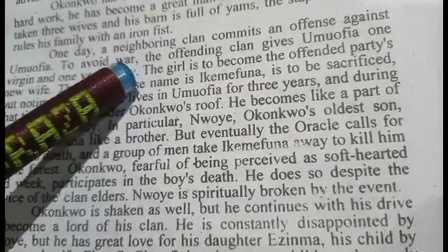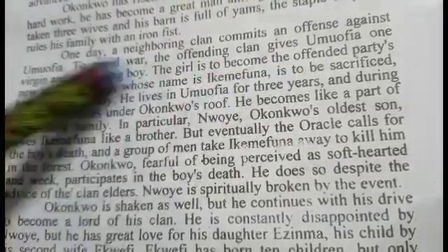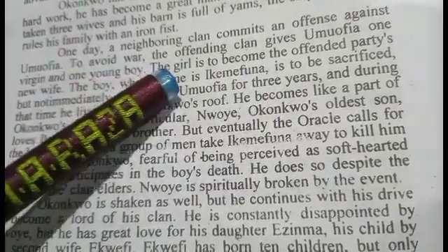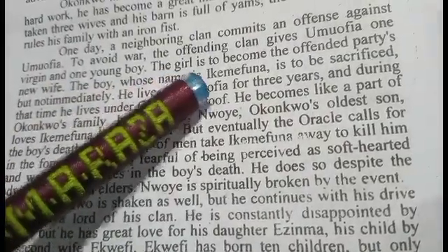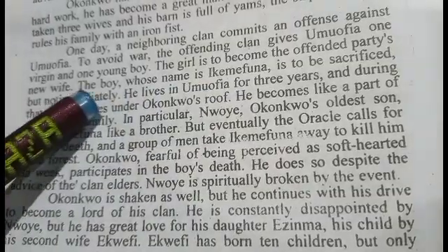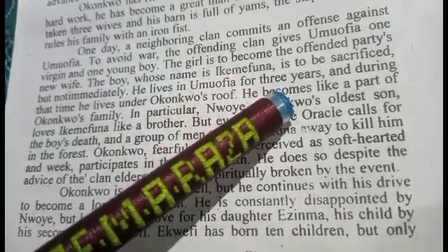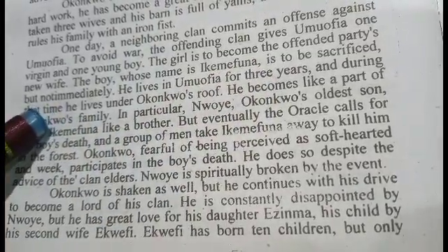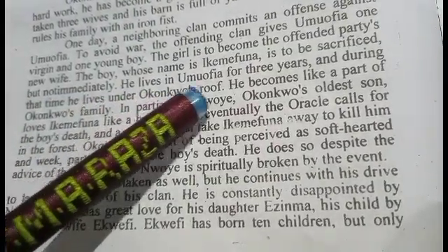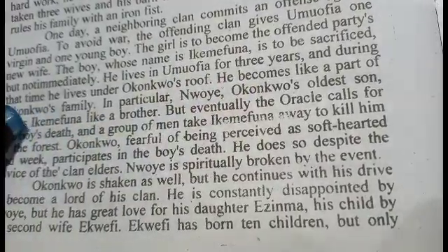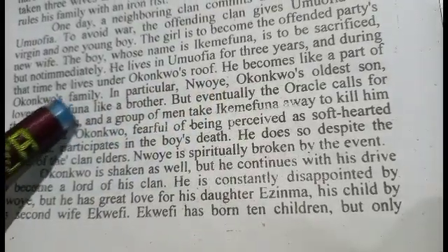One day, a neighboring clan commits an offense against Umuofia. To avoid war, the offending clan gives Umuofia one virgin and one young boy. The girl is to become the offended party's new wife. The boy, whose name is Ikemefuna, is to be sacrificed, but not immediately. He lives in Umuofia for three years, and during that time he lives under Okonkwo's roof. He becomes like a part of Okonkwo's family.